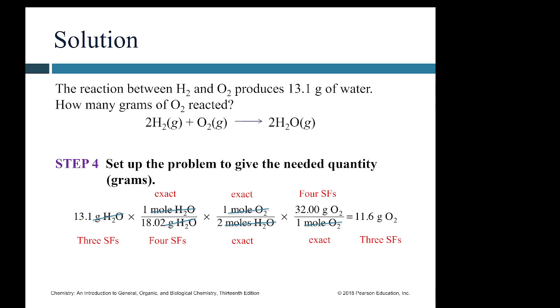Then I'm going to use my molar mass. This time I'm going into grams. So I put my grams of the oxygen on top, my moles on the bottom. Okay, I go ahead and do the math. 13.1 divided by 18.02 divided by 2 times 32, and that gives me 11.6 grams of O2.